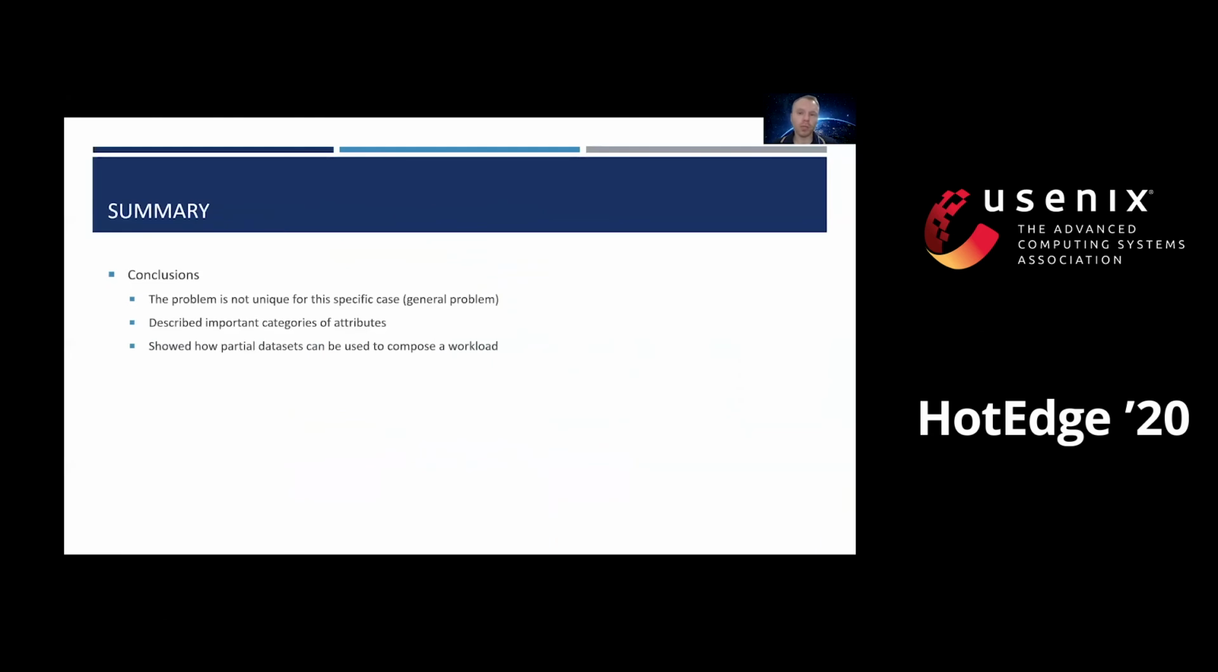To conclude, the use case I presented is only one example of many research topics that need a meaningful workload. This is a general problem. We've described the important categories of dataset attributes, and we've shown how partial datasets can be used to create a meaningful workload.